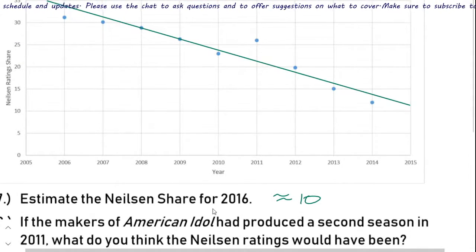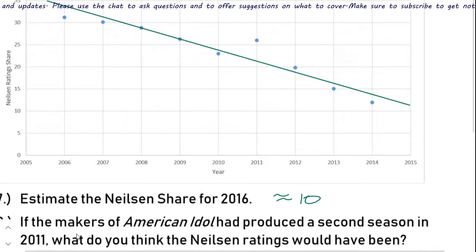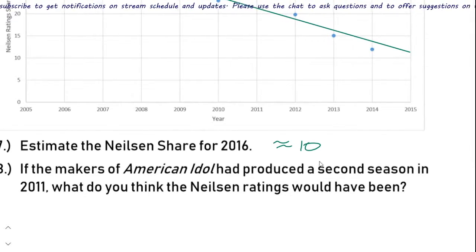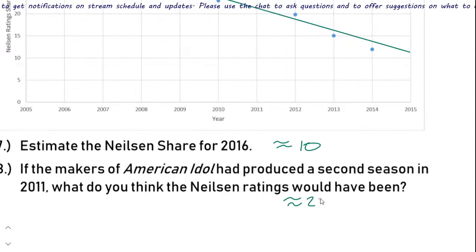So if the makers of American Idol had produced a second season in 2011, what do you think the Nielsen rating would have been? So if they had made another one based off this trend line, where would it have hit? It would have hit about here, so their rating would have been about 22, because it's below half, but above 20. So I'd say 22, 23. In fact, we'll go ahead and round up. We'll say about 23.